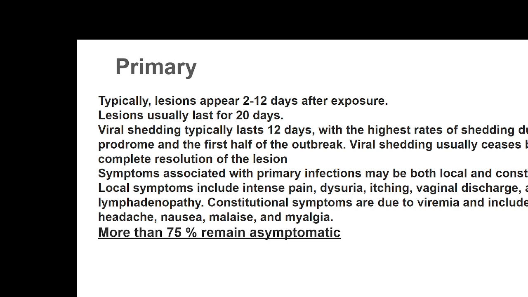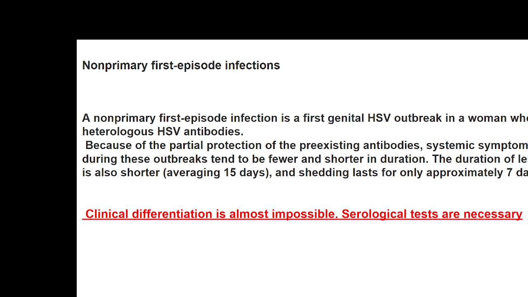and they may have viral shedding. Then non-primary first episode infection is a situation where a woman has heterologous antibodies. The patient had one infection, but the antibodies are persisting. From the obstetric point of view, this stage is important, because when you do the serological test, the patient may have viral antibodies and may not have clinical symptoms, and clinical differentiation is impossible. Only the serological test would confirm this stage.